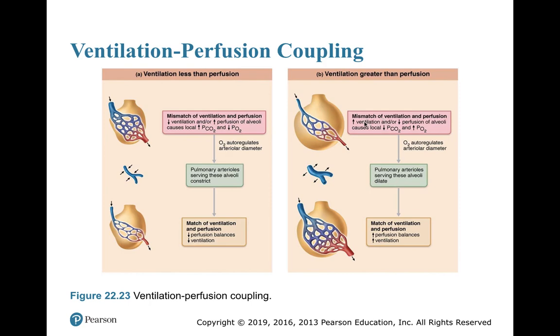We can also have increased ventilation and low perfusion, which would cause a local decrease in CO2 and increase in O2. That would lead the oxygen to open the pulmonary arterioles that come to those alveoli. They would match up the perfusion in that way.